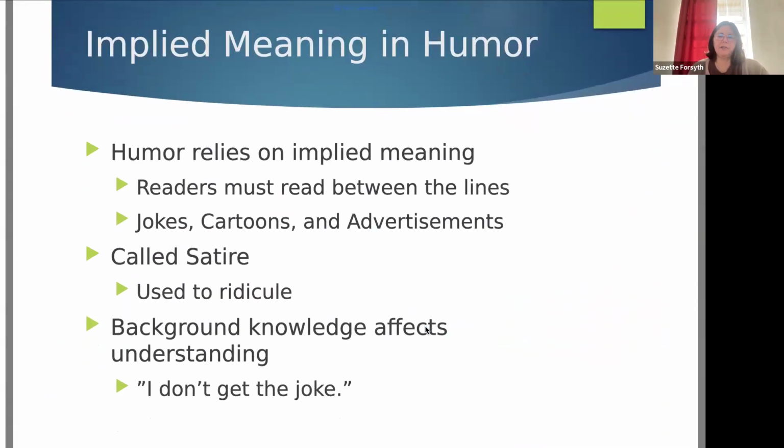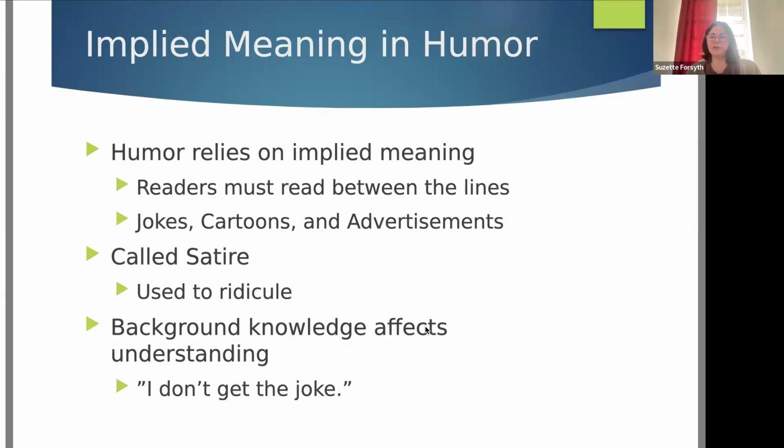So when we talk about humor, that's one place where you really have to draw inferences, because they don't tell you the meaning of the joke, right? It's usually implied, which means it's not directly stated. It's not explicit. It's implied, where you have to draw it out and figure out what it is. It's hinted at, and so you have to figure it out. And if you don't have enough background knowledge to get the joke, it's impossible to get the joke.